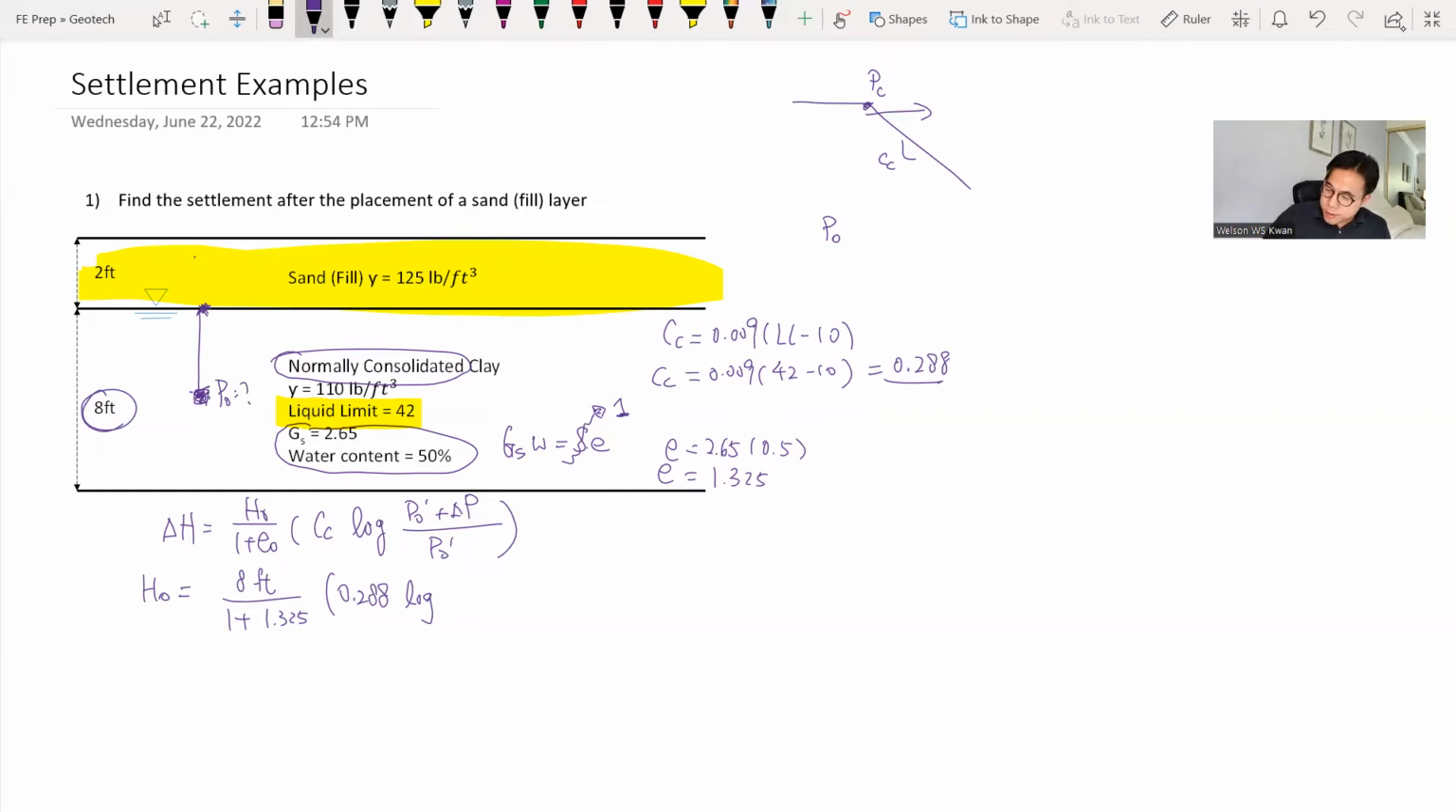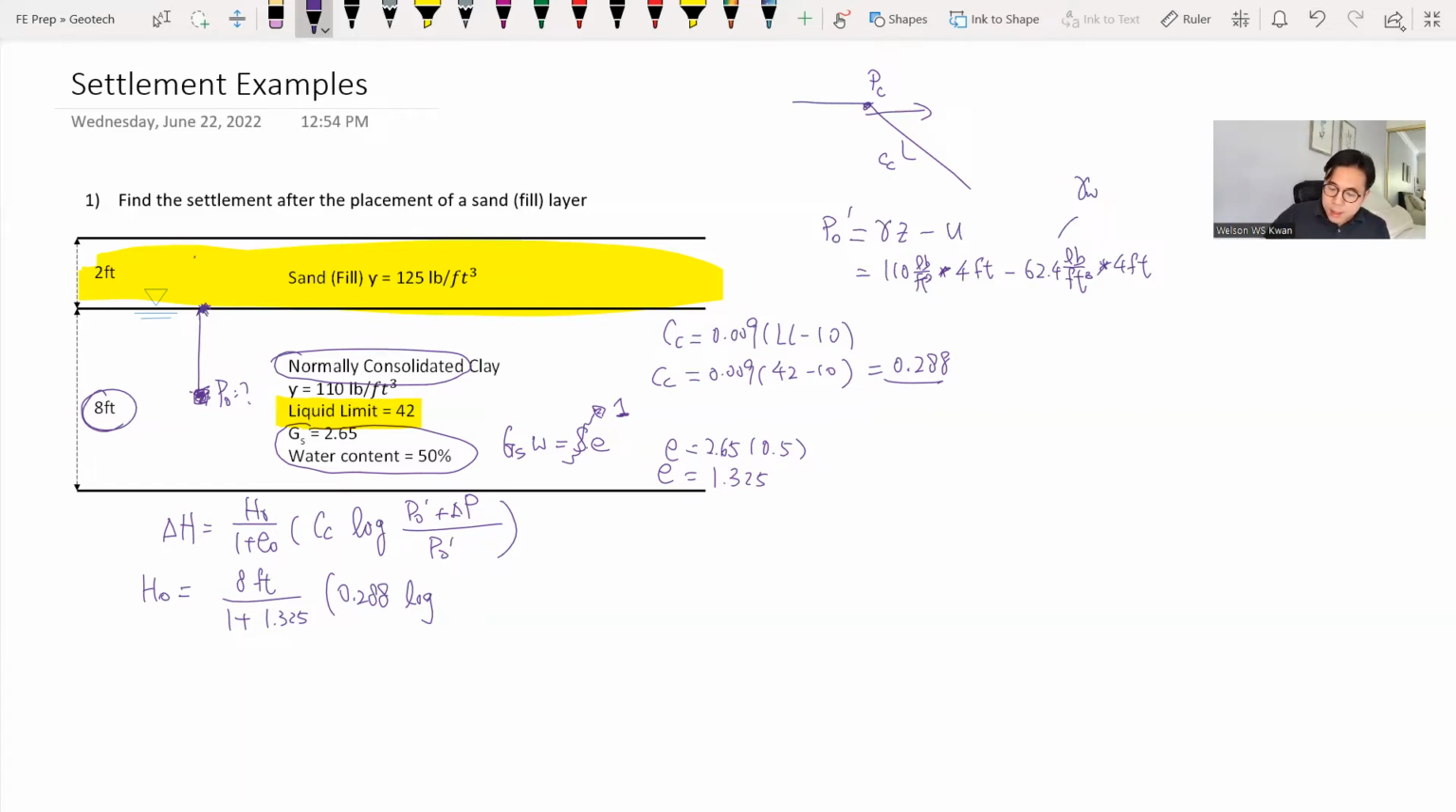P sub naught will be equal to gamma Z minus the pore pressure, as an effective stress. So you take care of the pore pressure, which is equal to 110 pounds per cubic feet times the depth, which is half the thickness at the midpoint, so it's 4 feet, and then minus the water pressure, 62.4 pounds per cubic feet, which is the unit weight of water, times the depth, again 4 feet. This is the depth from the groundwater table, which here is also the original grade level of the clay layer.